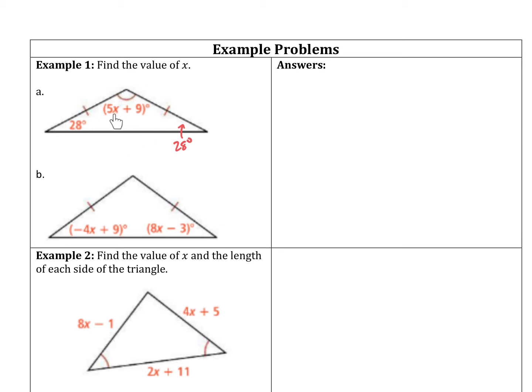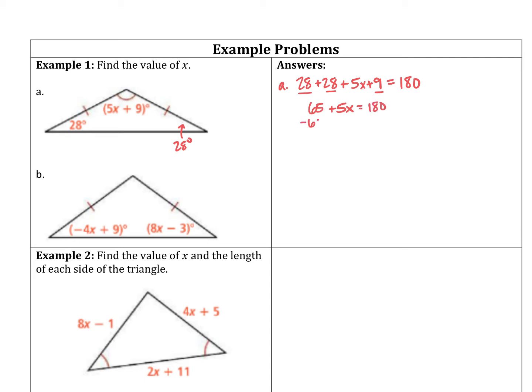Well, how is that going to help me find the value of x right here that involves this angle up here? Well, I need to remember that all three of these angles should now add up to 180 degrees. So for example 1, part A, I can set up an equation that says that the 28 plus the 28 plus the 5x plus 9 should all add up to 180. And then I can go through my algebra skills and solve this equation. So I'm going to combine some like terms here, 28, 28, and 9. That's 56 plus 9, which would give me 65. So I'd have 65 plus 5x equals 180.